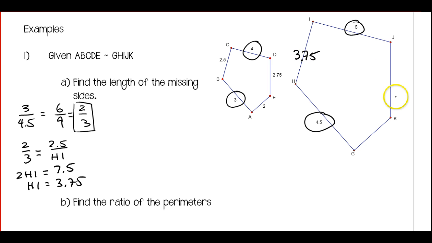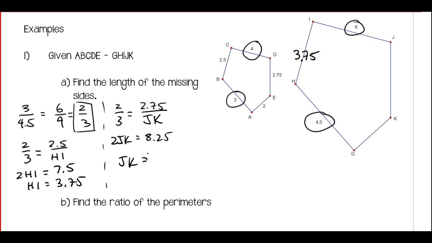And then let's find JK. So again, I know the ratio of all the sides is 2 to 3. So that's going to be 2.75 over JK. So I know 2JK is equal to 8.25, which means that JK is going to be 4.125. So this is 4.125.